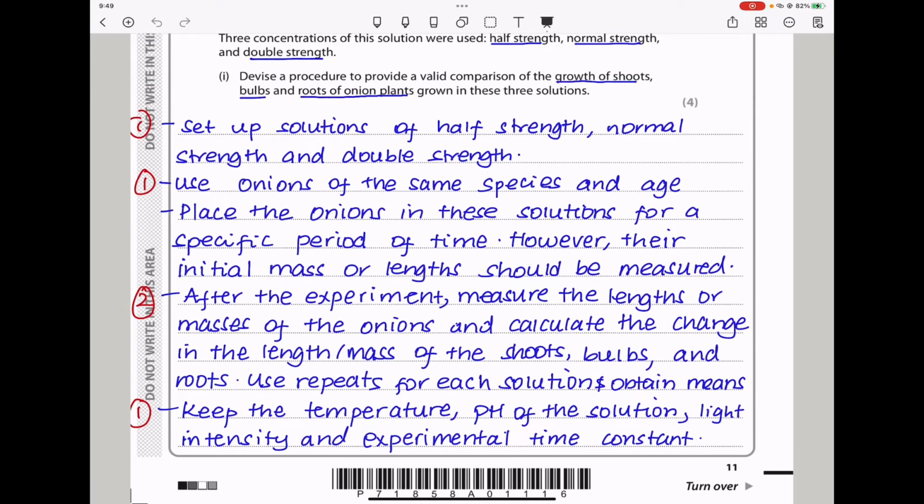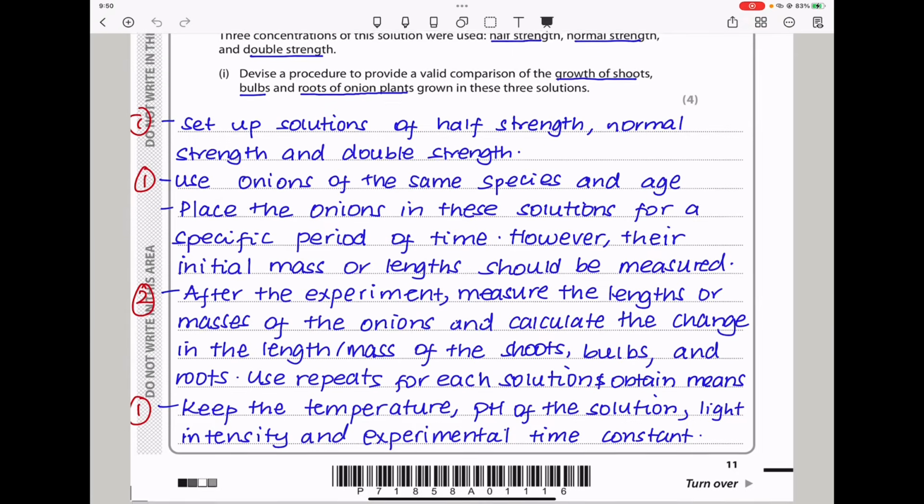And then during the experimentation, because growth is enzyme controlled, you have to make sure factors that affect enzyme activity are controlled. So you have to keep the temperature, the pH, as well as other factors like light intensity, constant. And then the experiment has to be carried out for the same period of time. Moving on.